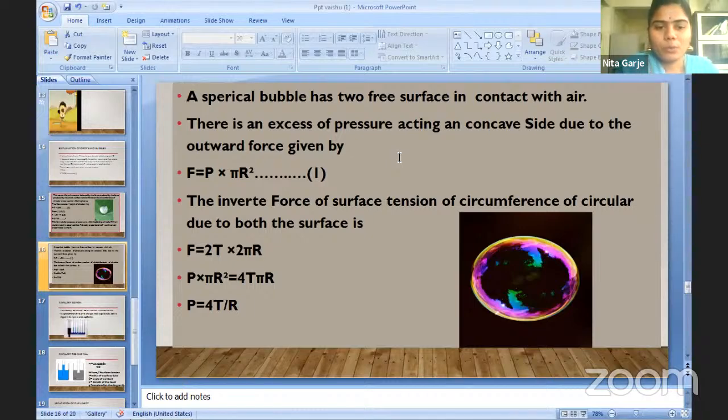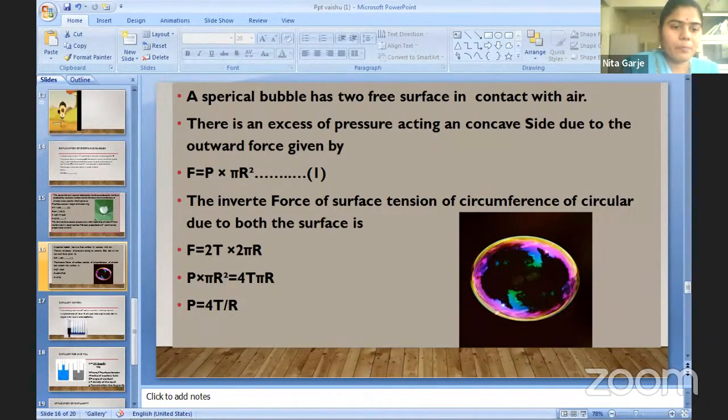So F is equal to, as we already said, two free surfaces are there, so 2 into T into 2 pi r. Then we get P is equal to 4T by r. Same here also, the pressure is directly proportional to the surface tension and inversely proportional to the radius.